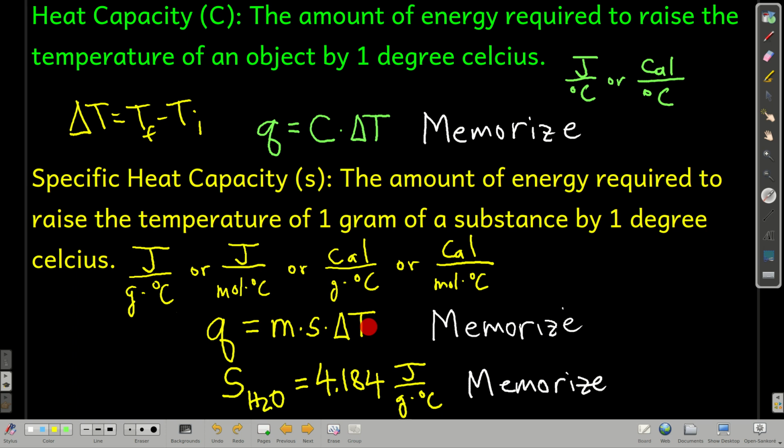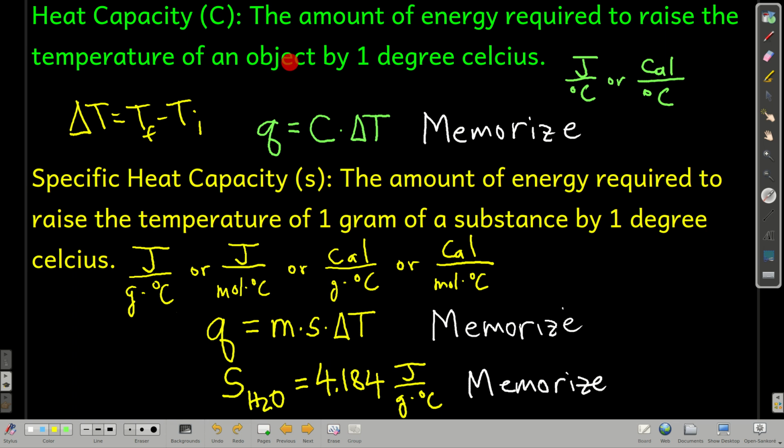Now here, this is a really important equation, so make sure you guys memorize it. It's pretty easy. It's Q equals m s delta T. What it says is that the amount of energy that's transferred into or out of a substance is equal to the mass of that substance times the specific heat of that substance times the change in temperature. Again, final minus initial.